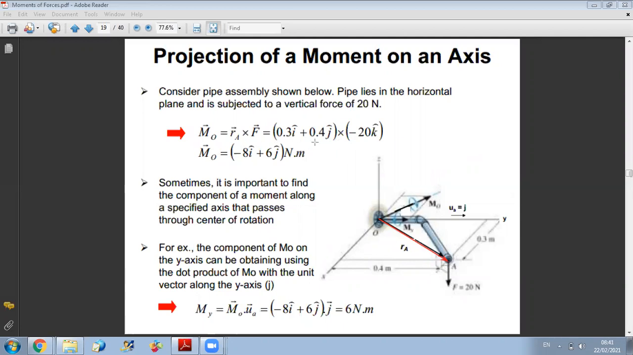And now, if I do the expansion, I have I vectorial k. I vectorial k is negative because k vectorial I is positive in the circle. So I have minus, and I already have minus, so it will give me plus 6j. And then 0.4j vectorial minus 20k. J vectorial k is plus I, but I have a minus, so it will give me minus 8i. So as a result, the moment vector is minus 8i plus 6j.